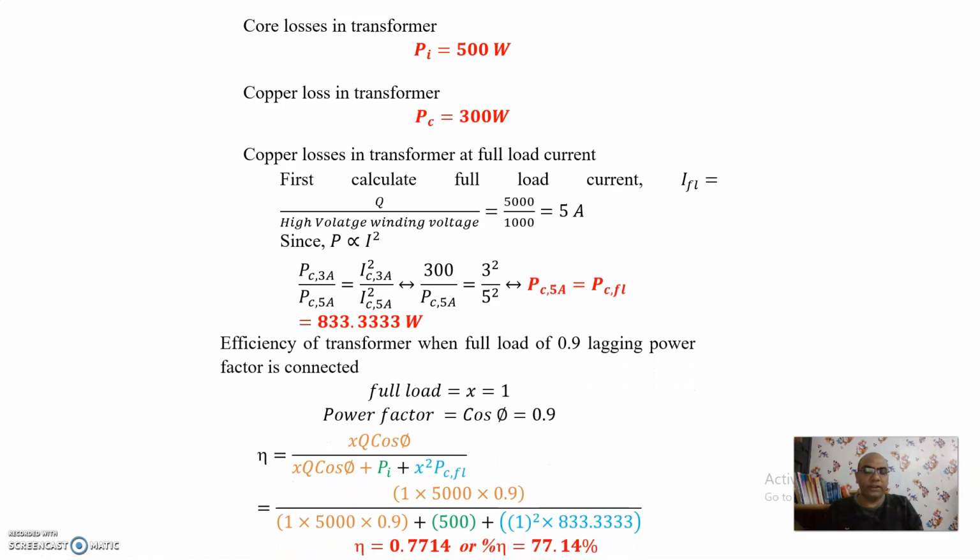Now the fourth point is the efficiency of the transformer when full load at 0.9 lagging power factor is connected. From this statement, full load means the value of x is 1, right? And the power factor is given as 0.9. So you know the value of x, you know the value of cos phi, and you have to find the efficiency. The efficiency is given by this formula. You put all the values and you will get the relation like this.